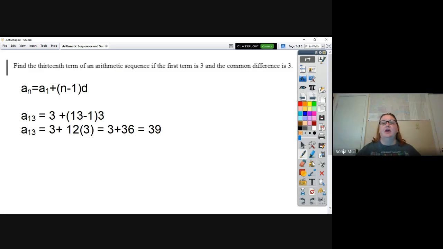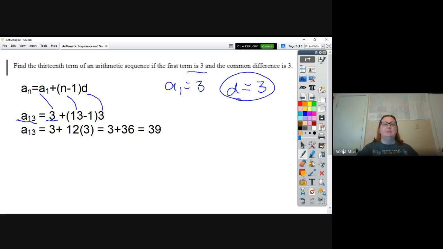Find the 13th term, okay? Where my first term is 3, so a sub 1 is 3, and my common difference is 3. So those are both 3. Here's where I would want to use this formula, or I could just add 3 until I got to the 13th term. But it's so much easier to just plug it in. So a sub 13, I want the 13th term. A sub 1 is 3, I plug that in there. N is 13, because I want the 13th term. And I plug in 3 for d, because that was my common difference. Then I just do the arithmetic and simplify.